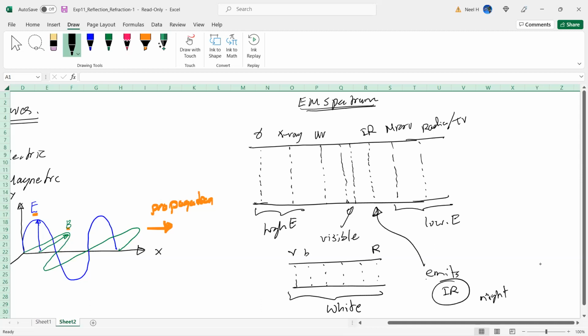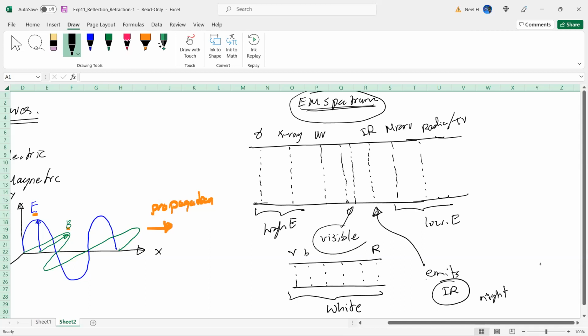You can see how this electromagnetic spectrum is so uniquely connected to almost everything we do in our day-to-day life: mobile communication, TV communication, medical applications, X-rays and gamma rays, and so on.